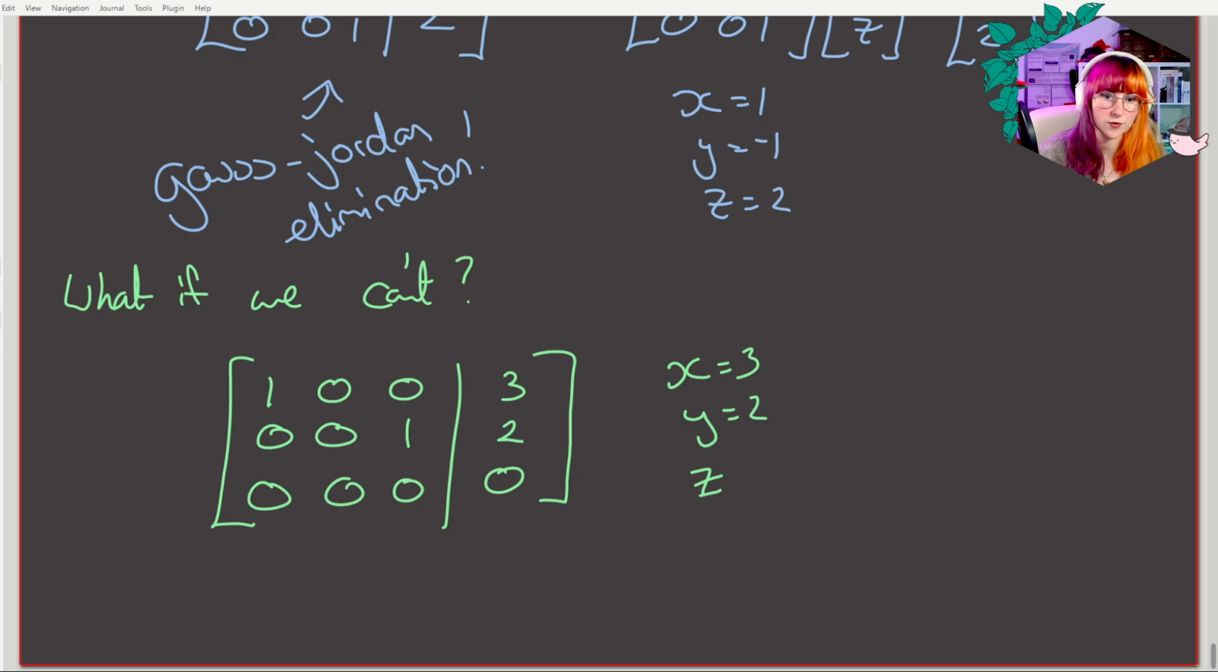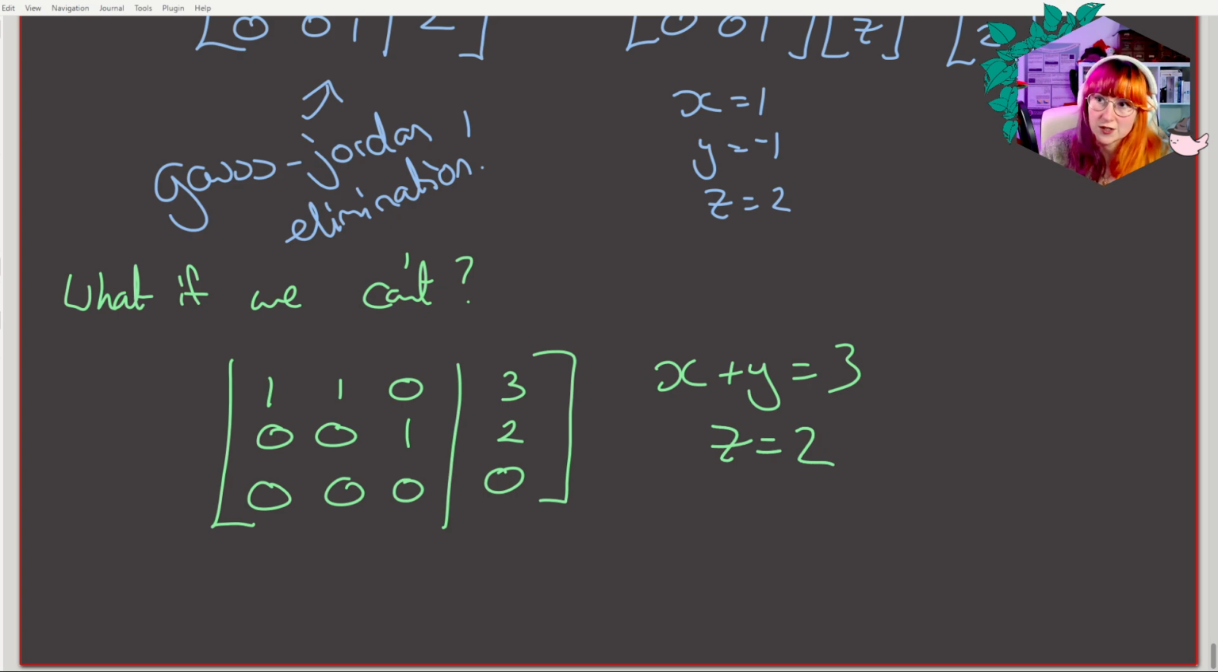Equally, we could end up with something where this is like 1, 1, 0. And we end up with, I think, that's technically z is 2. Yeah, it's underspecified. So if we solve this system of equations, we'd get x plus y equals 3, and z equals 2.